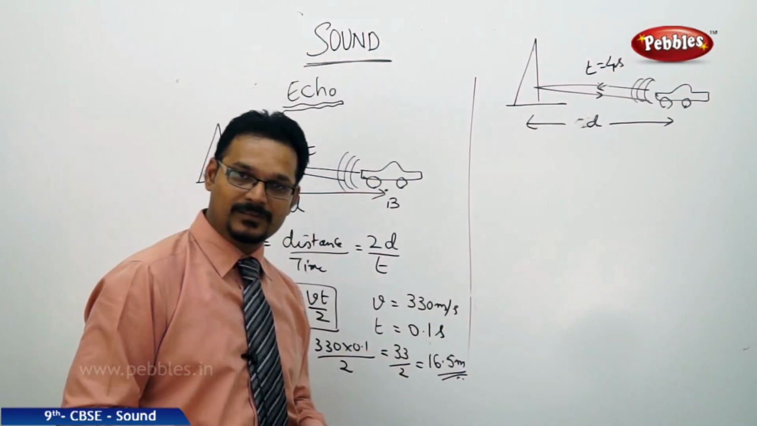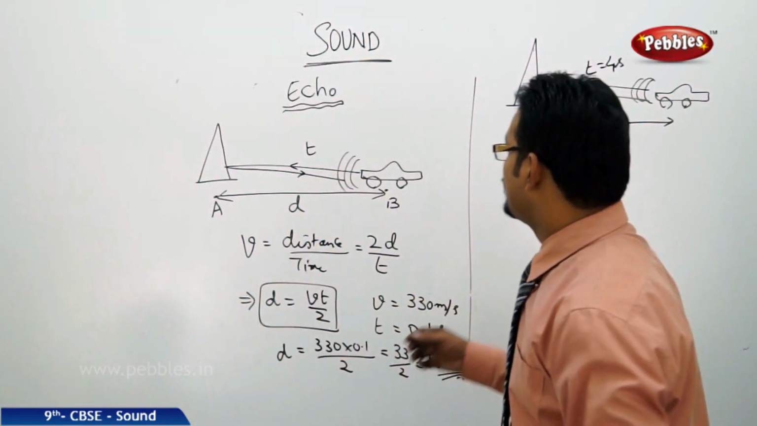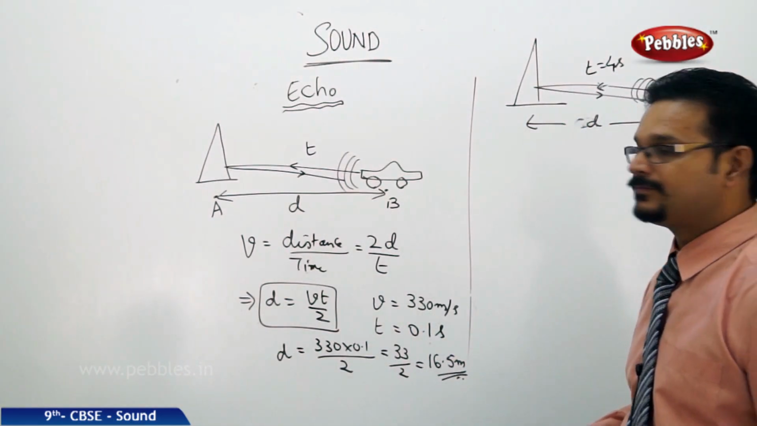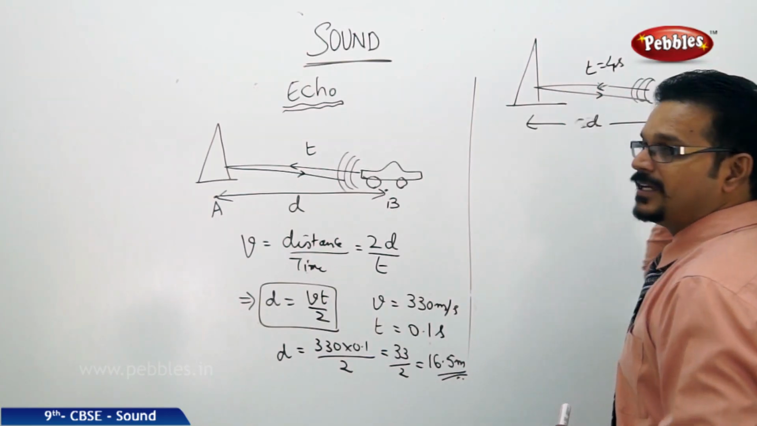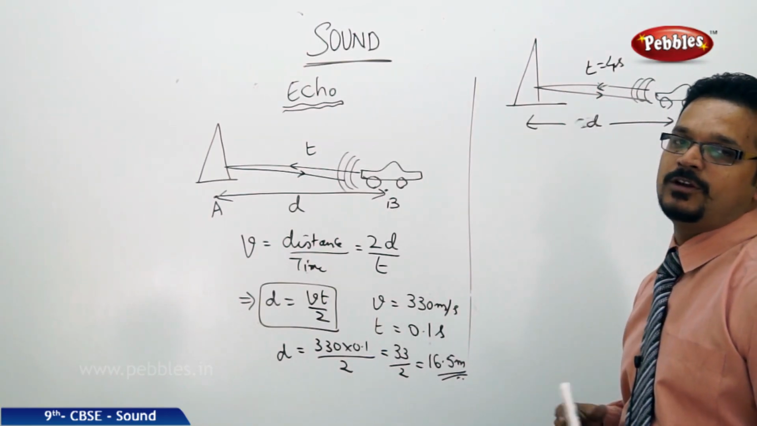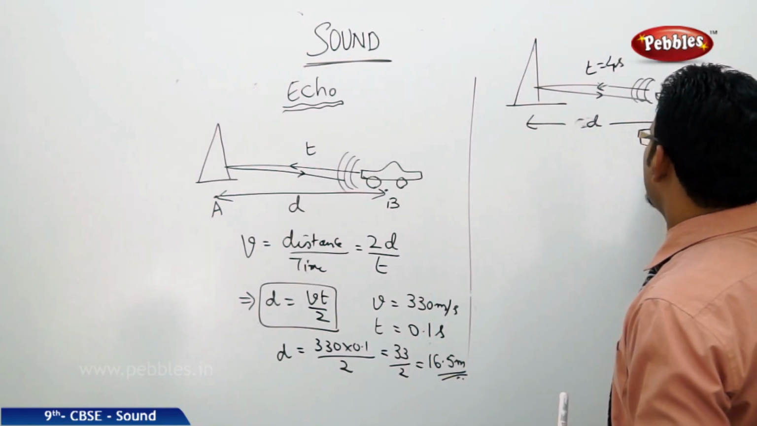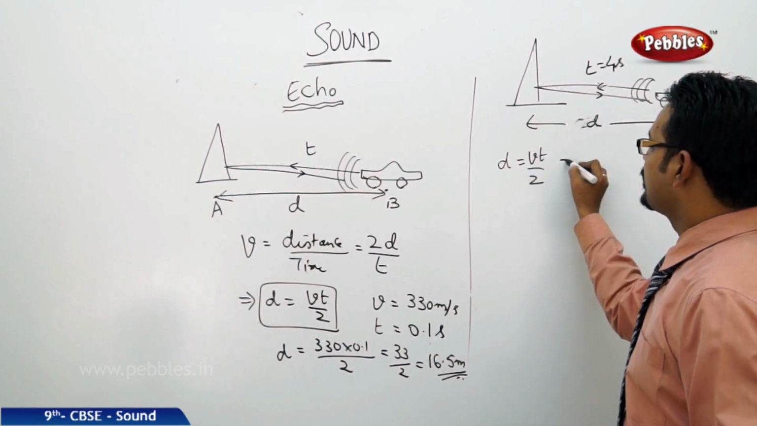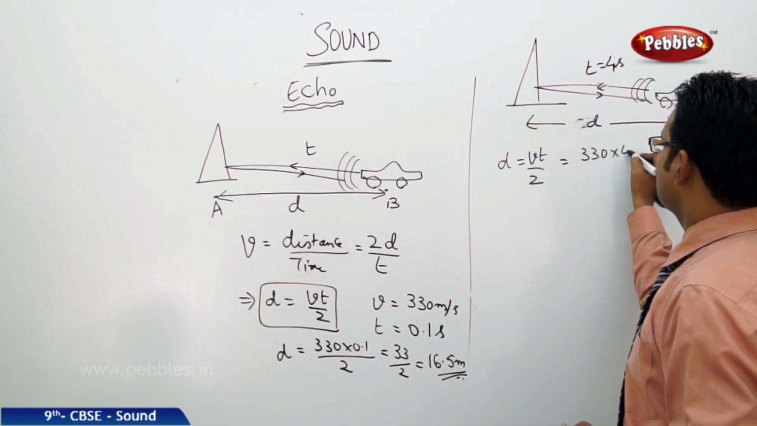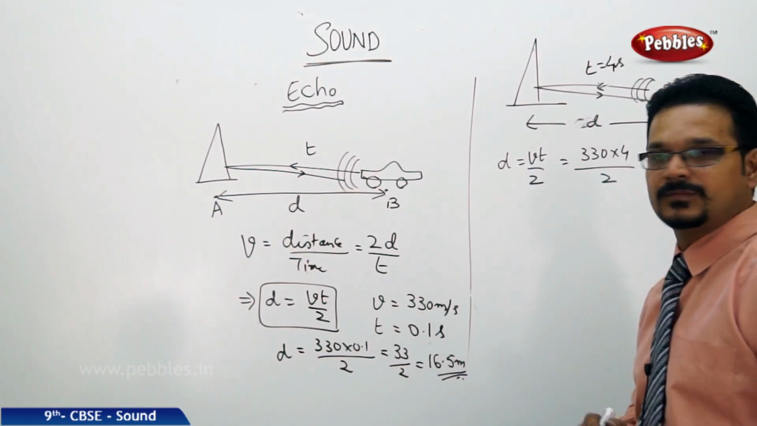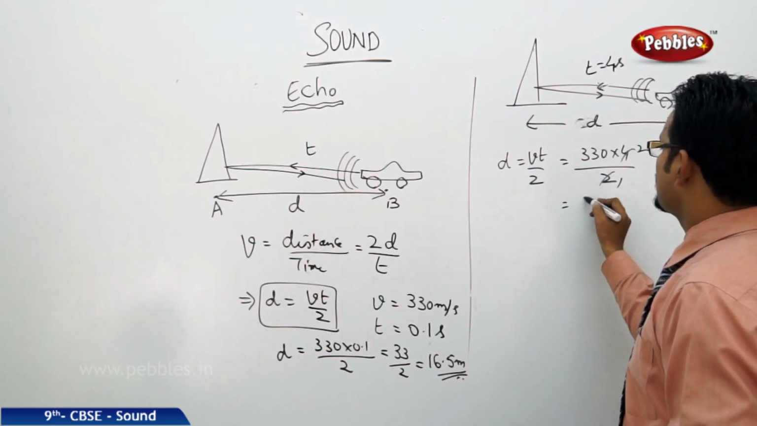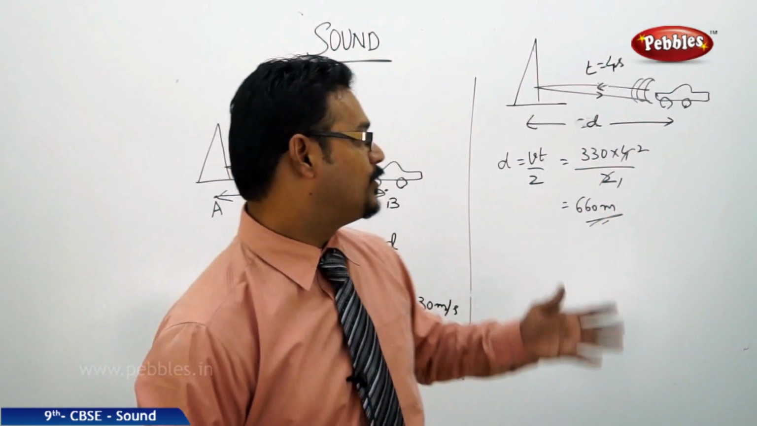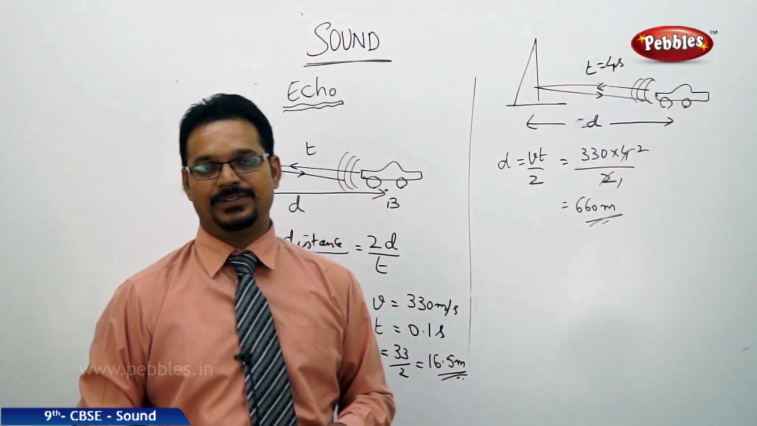Now let us do a numerical. See here, there is a peak. The car produces a sound, blows the horn. After 4 seconds, he hears the echo. Now you need to calculate the distance between the car and the peak. So quickly write the formula: d equals vt by 2, v is 330, time is 4 by 2. So 2 2s are 4, so this is nothing but 660 meters. That's how you can calculate distances.